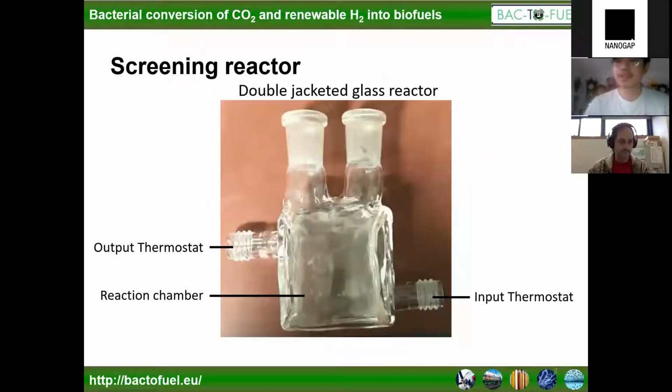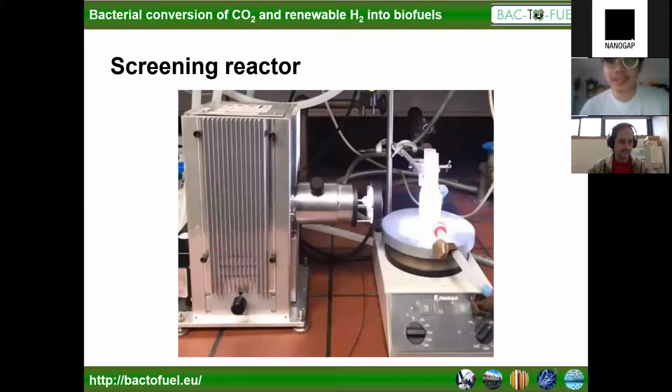So for the first, I'm just showing you our screening reactor. It's a very simple double jacket glass reactor with an input and an output for a thermostat to control the cooling temperature. And we have a reaction chamber where the photocatalytic process happens, where it reacts with the light. This is a picture of the very simple setup in action. So you see, you don't need anything, just the reactor, a magnetic stirrer, and a lamp.